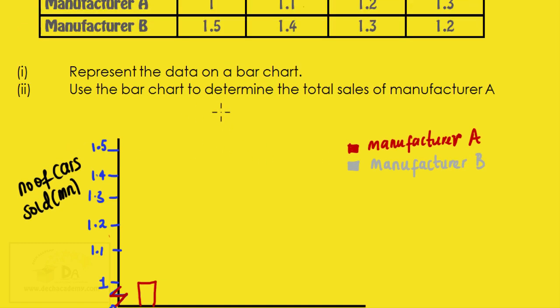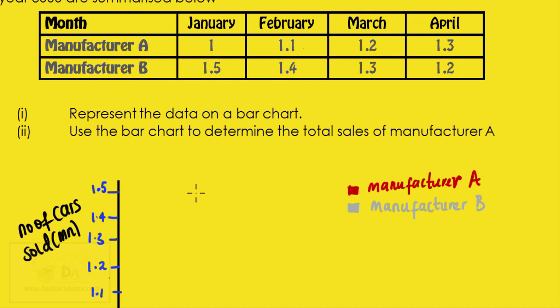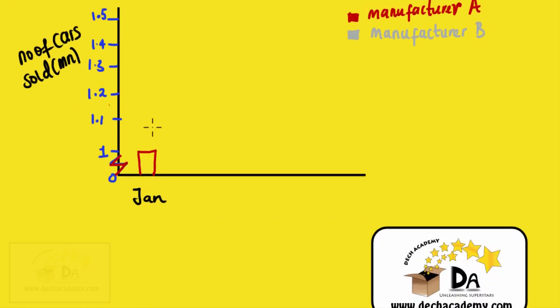So in the month of January, manufacturer B sold 1.5 million cars. So I'm going to draw a bar right next to this one, with the height corresponding to 1.5. So I can shade this. And I'm going to move on to the next month, which is February.